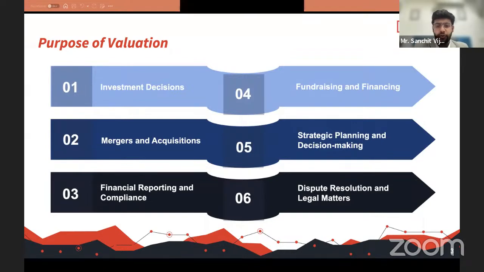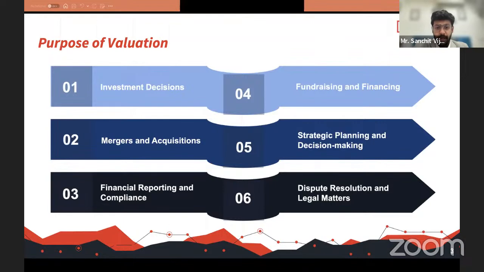First is the investment decision. Valuation helps investors, whether they are individuals, venture capitalists, or private equity firms, to assess the attractiveness of a business as an investment opportunity. By determining the value of the business, investors can evaluate the potential returns and the risk associated with investing their capital.